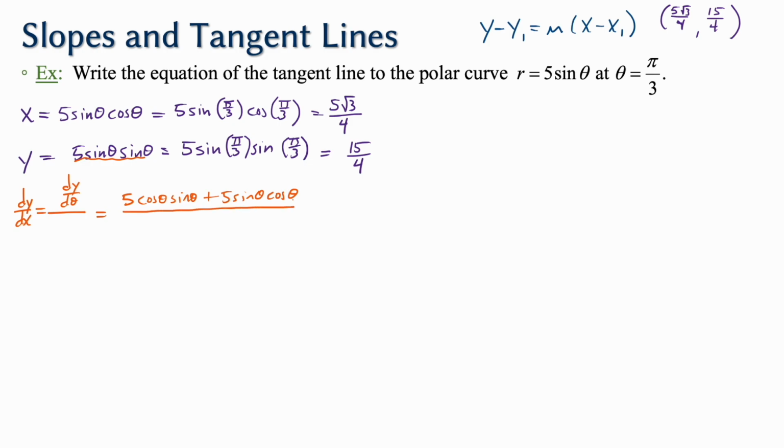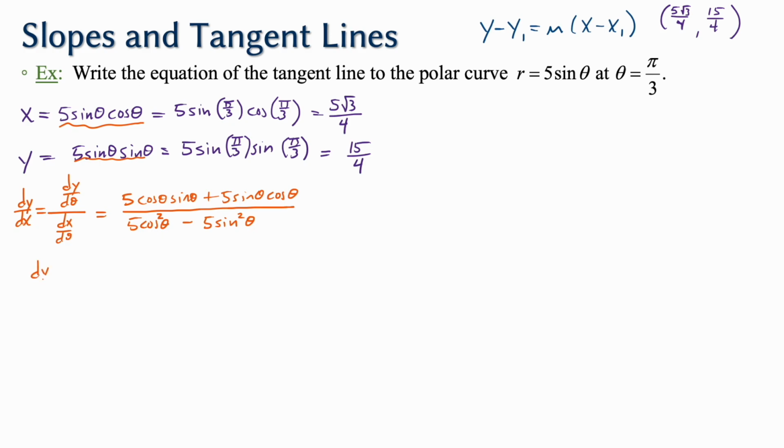There's our product rule. And then, of course, for our denominator, we need dx/d theta. So that'll be the product rule of the top one here. So that's going to give us 5 times cosine theta times cosine theta. So I'm just going to write that as squared. And then be minus 5 sine theta times another sine theta. So again, I'm going to write that as being squared. Okay, so we have our derivative. But again, that's just what the derivative is. We need to plug in pi over 3.